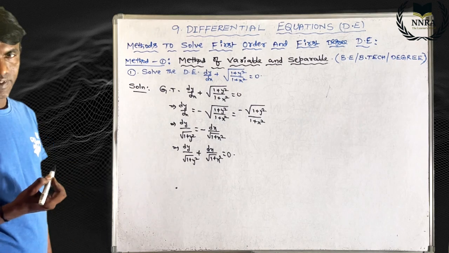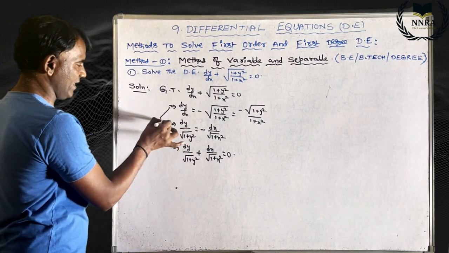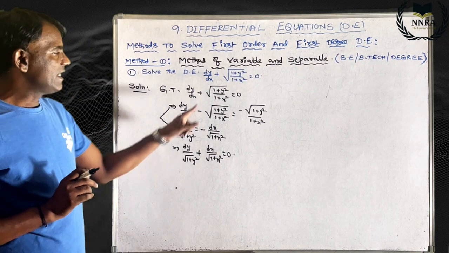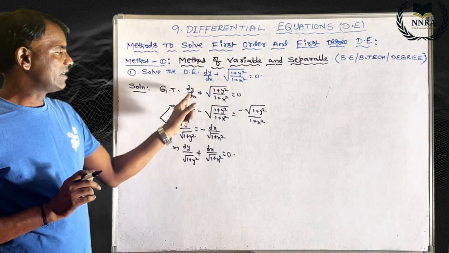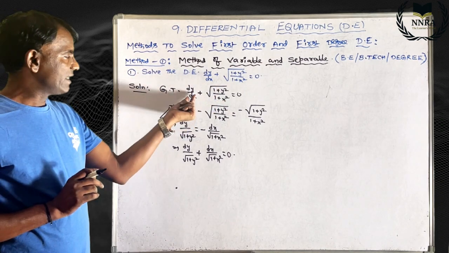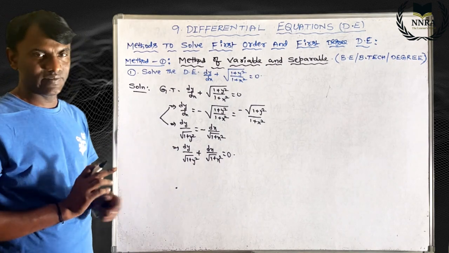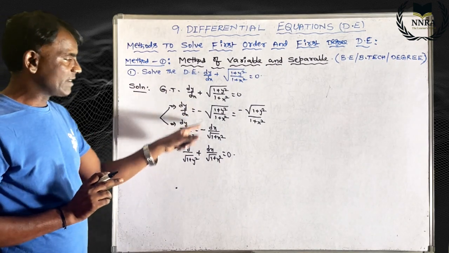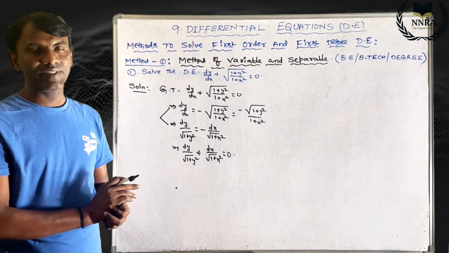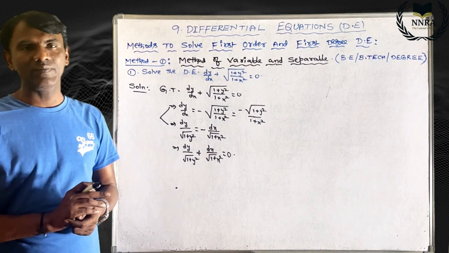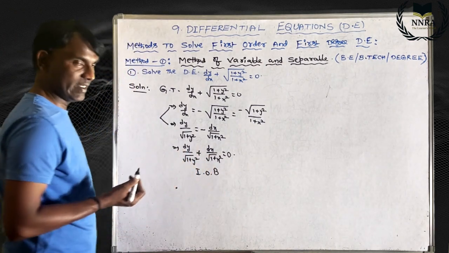This is the actual process. But what I am suggesting is that these two steps are not required. Directly, the numerator value is root of 1 plus y square; take that term to the denominator, and take the x term to the other side. Then both are separated. That is the meaning of this. Otherwise, if you want it step by step clearly, you can write it. Now we have separated both x and y terms. After this, integrate on both sides.